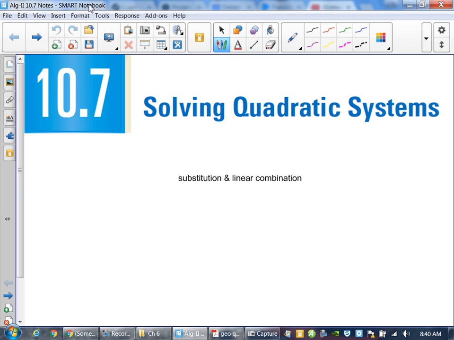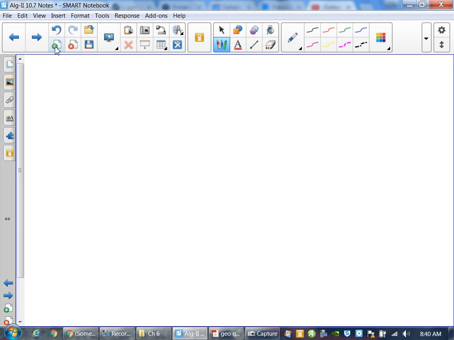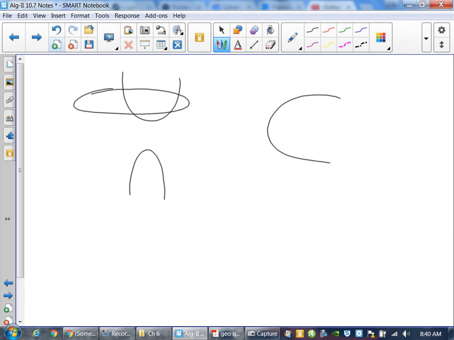With a system of equations, you're finding the intersection of two lines, the point at which they intersect, and you did linear combination, substitution, all that kind of stuff. Well, guess what? You can do the same thing with conics. We can find the intersection of a hyperbola and an ellipse. We can find the intersection of a parabola and a circle.